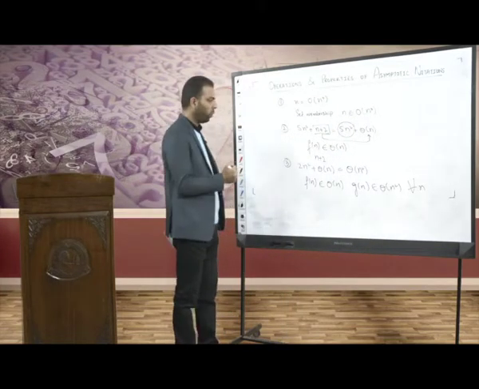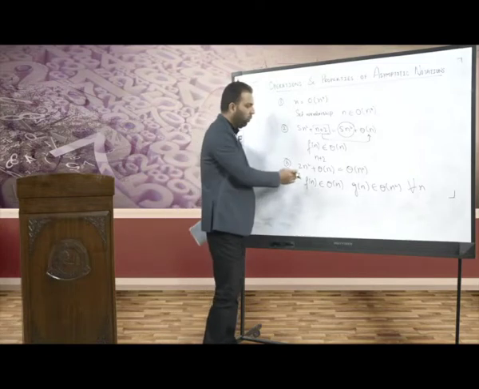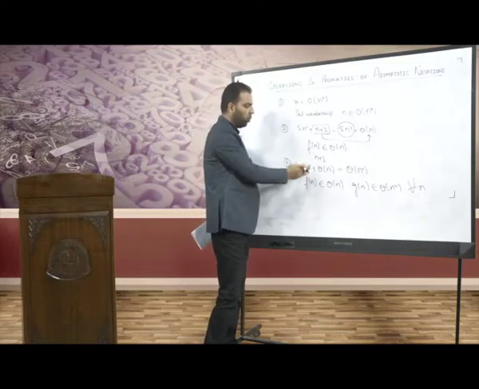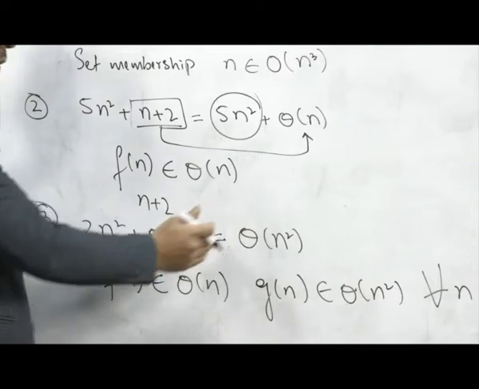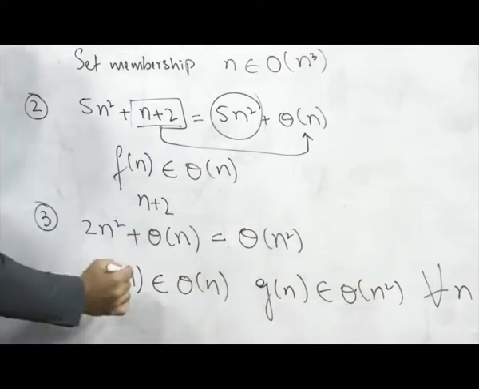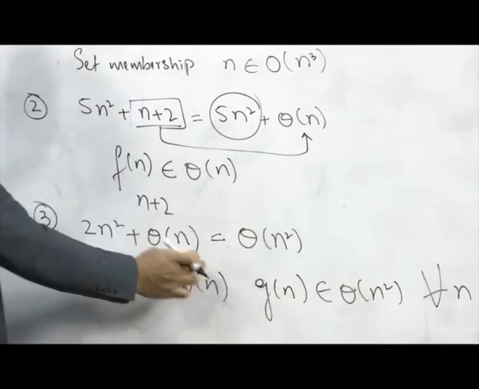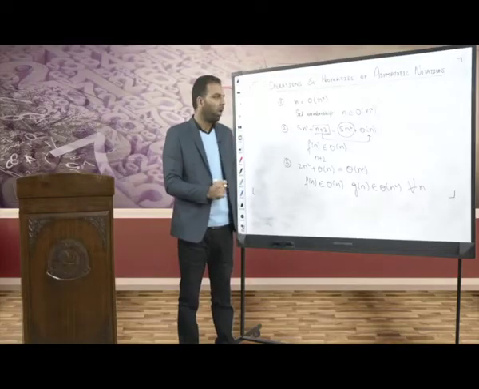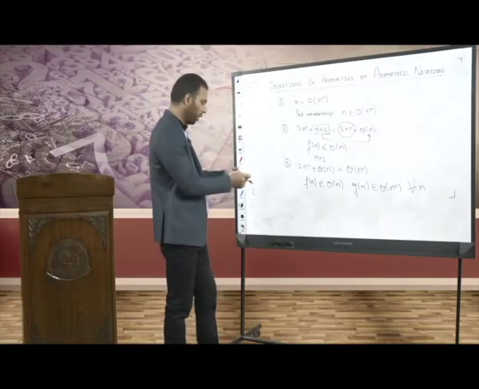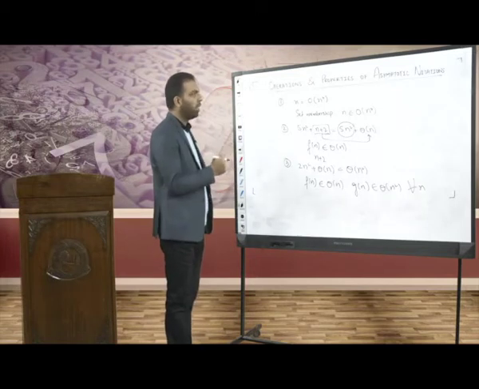So what we are trying to do here is show that we have this equation, 2n square plus something which is of order n. So we replace that something with this theta of n, an anonymous function. We know it is there, but we are not concerned about it. And we are equating it with theta of n square. So what does that mean? It means for any f of n that you take in theta of n, there will be a g of n which will belong to theta n square for all n. Okay. So these were some operations of asymptotic notations.